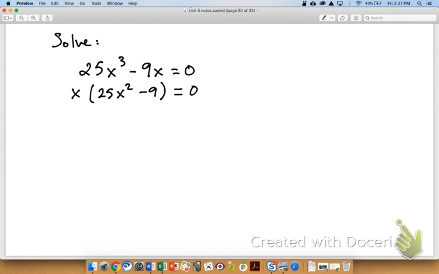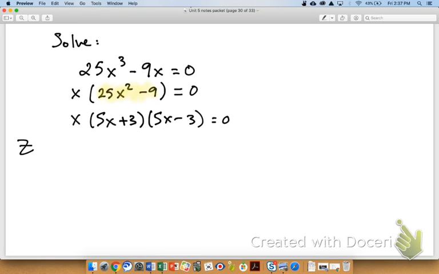Once you've factored out an x, now look at your leftovers and ask yourself, is it a binomial or is it a trinomial? If it's a binomial, the last question is, is it the difference of squares? Yes, it is. So this is the difference of squares. Check it out. It factors like this: 5x plus 3 times 5x minus 3. At this point, it is completely factored. It's broken down as far as it can be broken down.